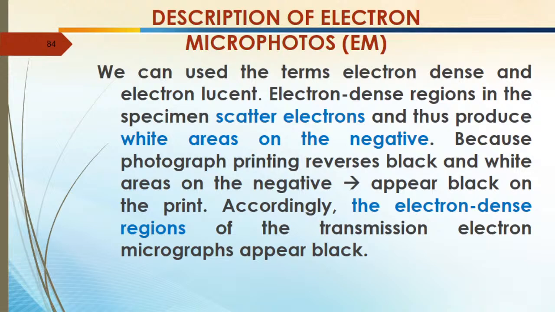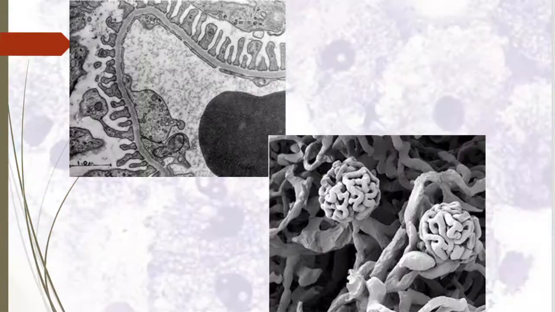Description of electron micrographs: we can use the terms electron dense and electron lucent. Electron dense regions in the specimen scatter electrons and thus produce white areas on the negative. Because photograph printing reverses, white areas on the negative appear black on the print. Accordingly, the electron-dense regions of the transmission electron micrograph appear black. So if we are talking about heterochromatin, we name it electron-dense area. If we are talking about euchromatin, we name it electron-lucent area.